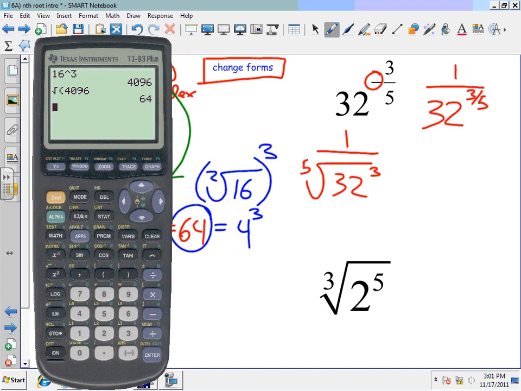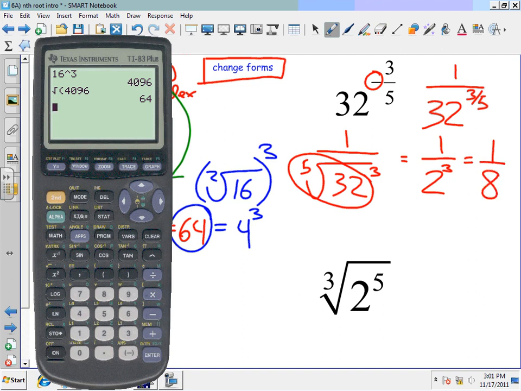So, okay, what is the 5th root of 32? Well, the 5th root of 32 is 2. 2 times itself 5 times is 32. So now we really have 1 over 2 raised to the 3rd power, which is going to be 1/8.